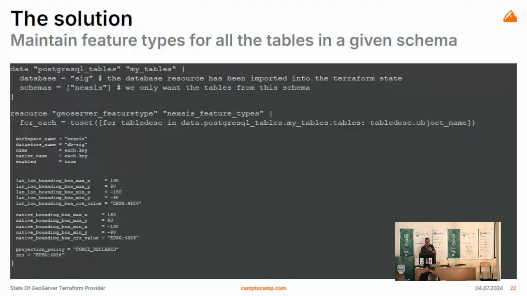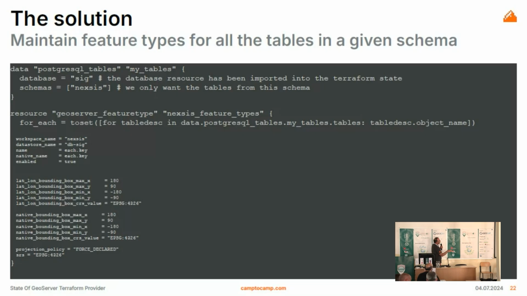So, for example, if I want to take a whole database and create feature types for all the tables, all I have to do is first declare a Terraform data source saying I want you to work on this database, which has been imported, for example, created with this provider. I want you to explore this schema. You can have a list of schemas.